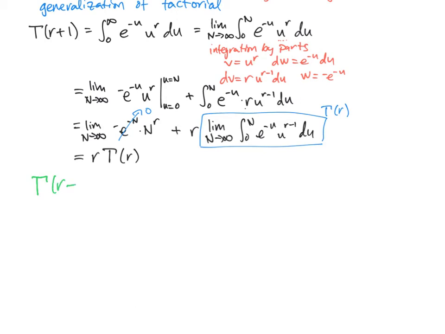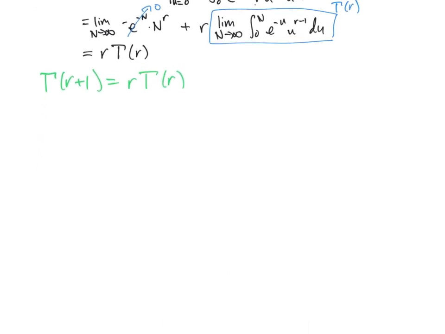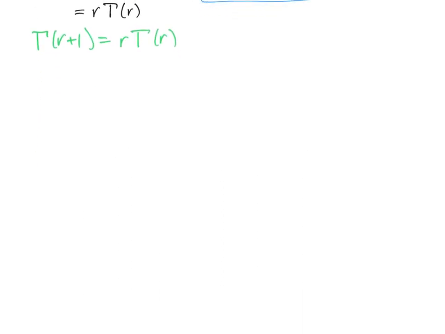Gamma of r plus 1 equals r times gamma of r, okay? So there we go, we've got this nice property. So let's think about what this means for some particular numbers, like natural numbers. First of all, gamma of 1, we can write out the definition.